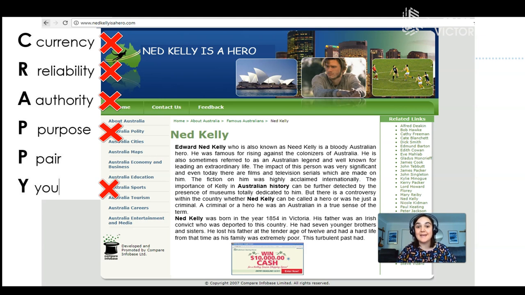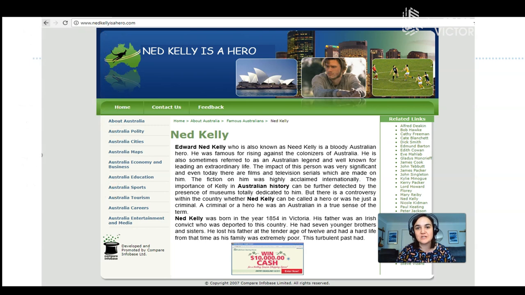But it's amazing how much of this kind of website actually exists out there and how many people will quote information from this website or start to believe information from these kinds of websites. So just make sure that that isn't you and you apply the crappy test wherever you go on the internet. You can also see this picture up here. That's not actually Ned Kelly.